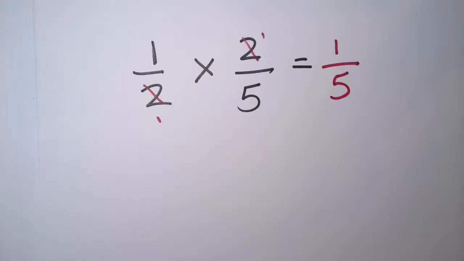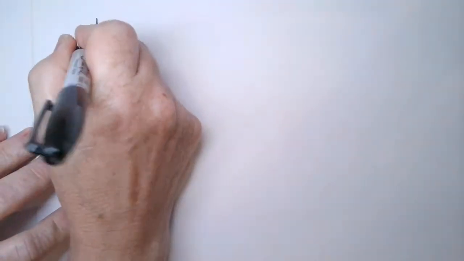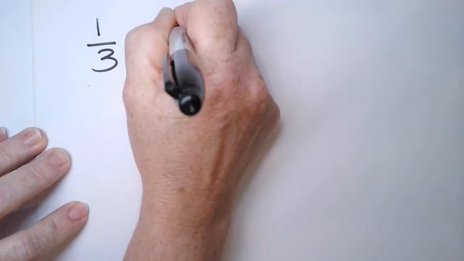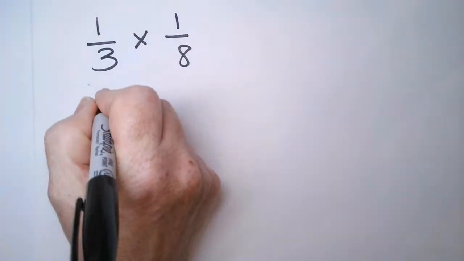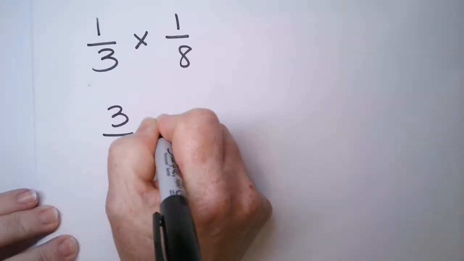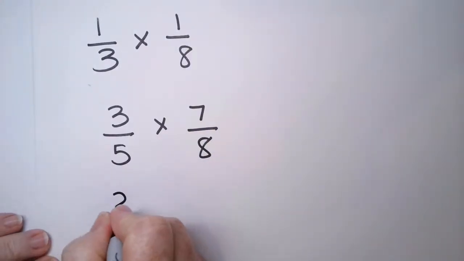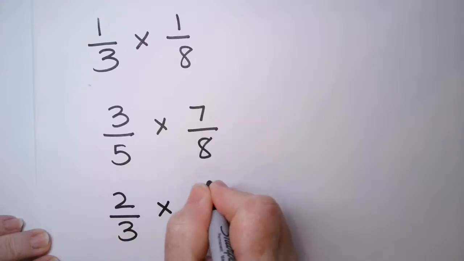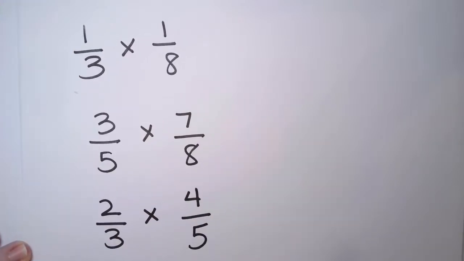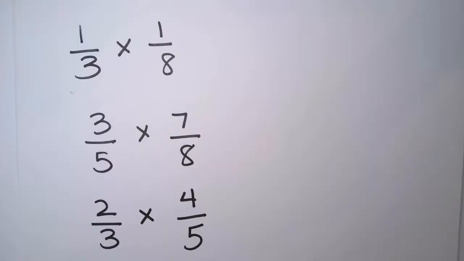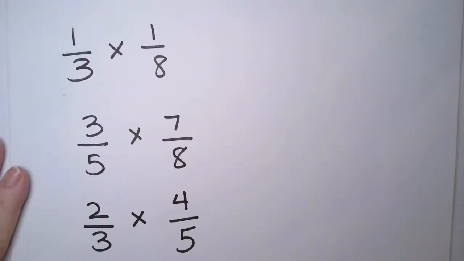Okay, I'm going to give you 3 of them now, and then I'm going to give you some time to solve them all. Here's the first one: 1/3 times 1/8. Second one is 3/5 times 7/8. The third one is 2/3 times 4/5. Okay, go for it. You've got 22 seconds. Do as many as you can. Start with the one that looks easiest to you.